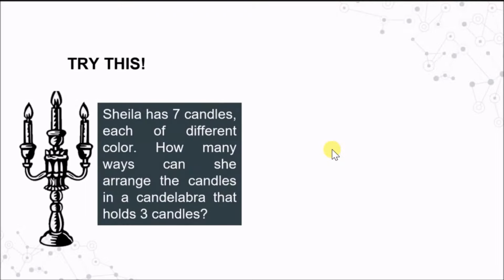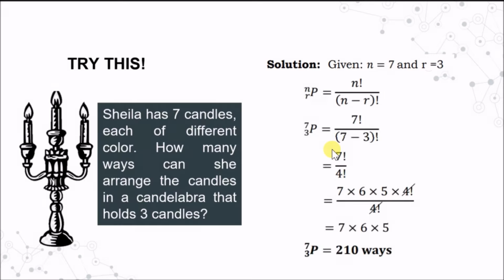Will you try to solve this given problem? Sheila has 7 candles, each of a different color. How many ways can she arrange the candles in a candelabra that holds 3 candles? Once again, the value of n is 7 and the value of r is 3. So we are going to get the permutation of 7 objects, or 7 candles, taken 3 candles at a time. We use the formula, substitute everything, and you will arrive at exactly 210 ways to arrange the 7 candles taken 3 at a time.